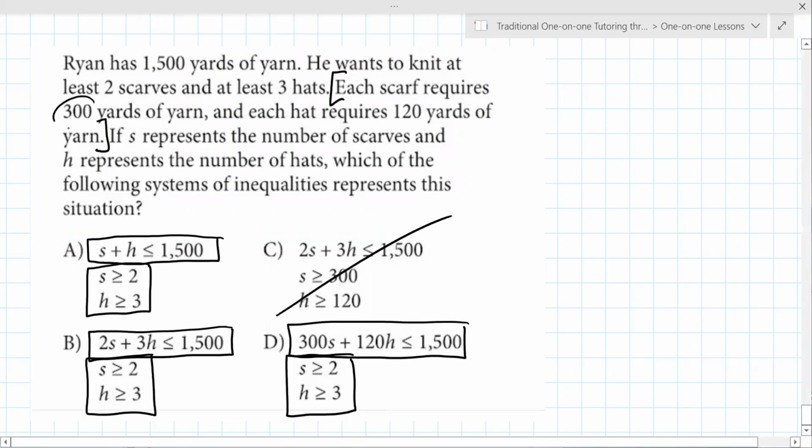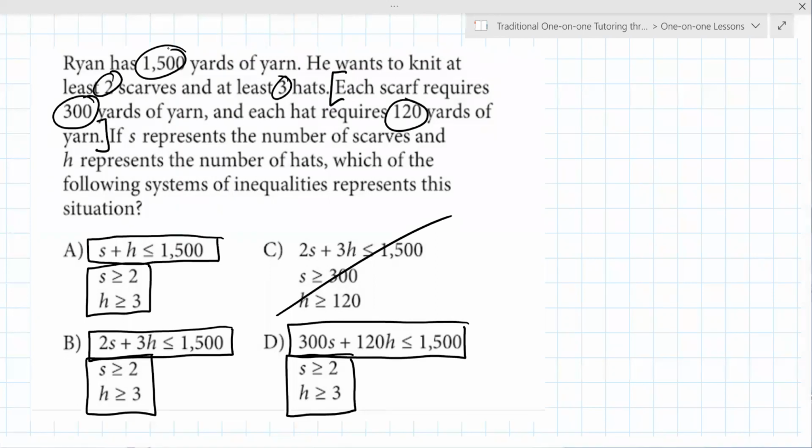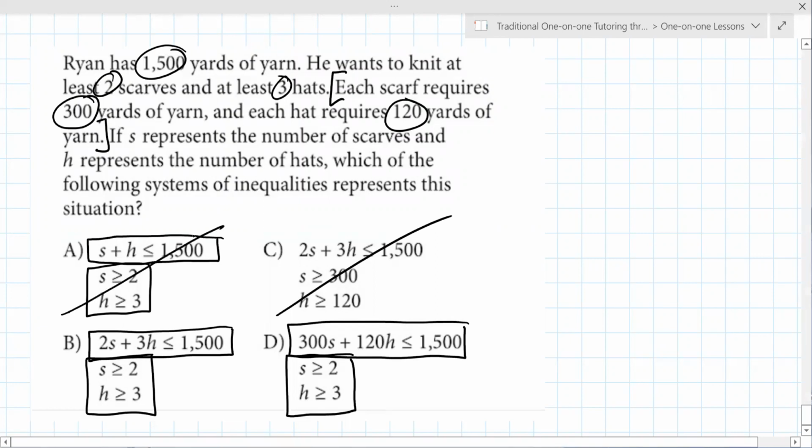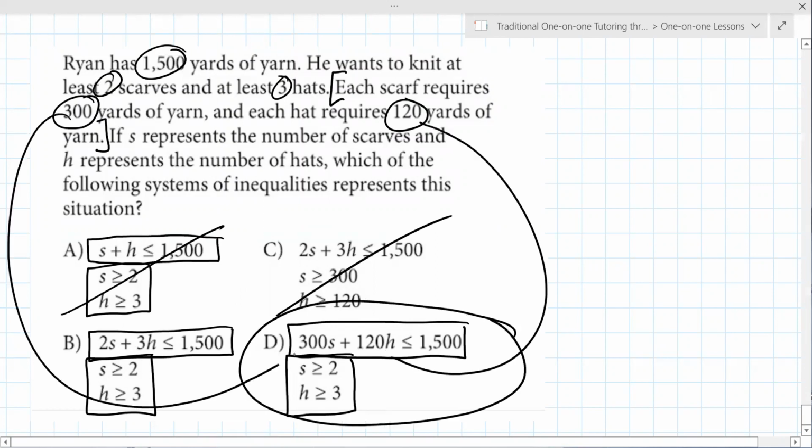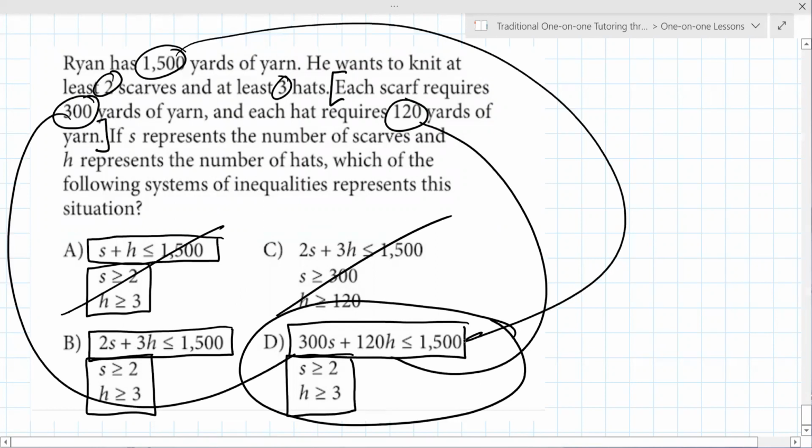So I'll point out that all the numbers that are in here have to be used in the answers. You wouldn't leave one of these out. And so when I look at letter A, it leaves out the 120 and the 300. B uses the 2 and the 3, but it uses them up here and down here. We've got to use all the numbers. So it's sort of a hint. The answer is D. You do want to map all those numbers into the answers, whenever you can.